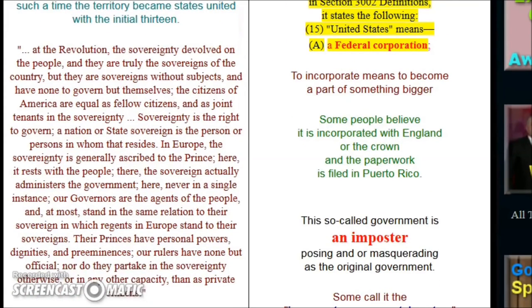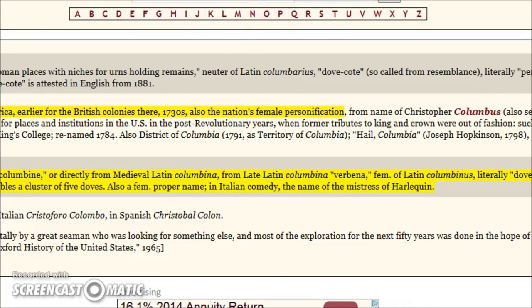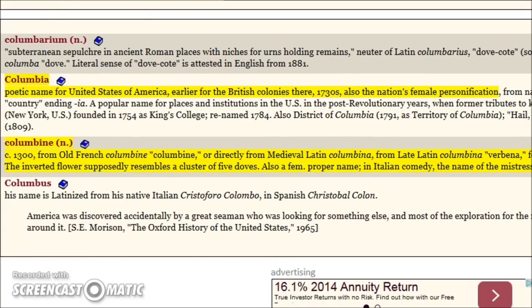And then just to hit home the point of the name District of Columbia, let's go over here to what the name means under etymology. Etymology is the root words, where words come from originally. Now we see under Columbia, the poetic name for the United States of America, earlier for the British colonies there. So they were calling it Columbia way back in the 1730s. Also the nation's female personification.